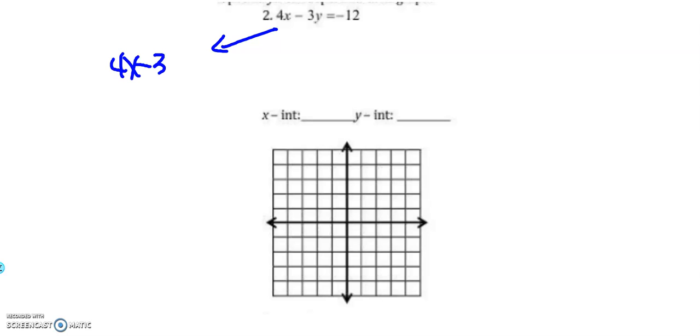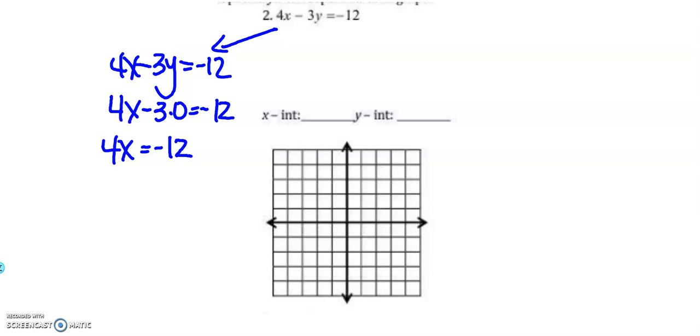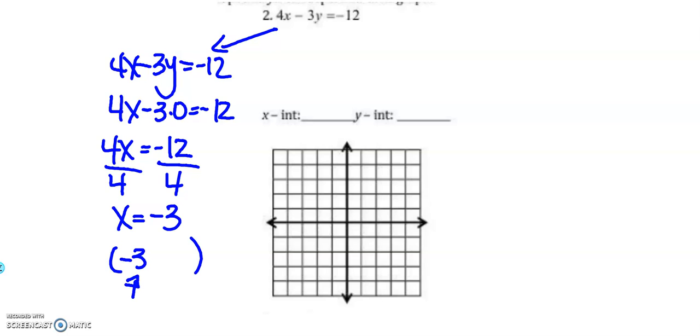4x minus 3y is equal to negative 12. Anywhere that I see y, I'm going to use 0 instead. I'm left with 4x is equal to negative 12. I see multiplication. I do division. What I do on the left, I do on the right, and I'm left with x is equal to negative 3. So the first coordinate in my ordered pair is always my x value. I've chosen my y value to be 0, and I have my first ordered pair. I have my first point I can put on the graph. 1, 2, 3. Here it is.